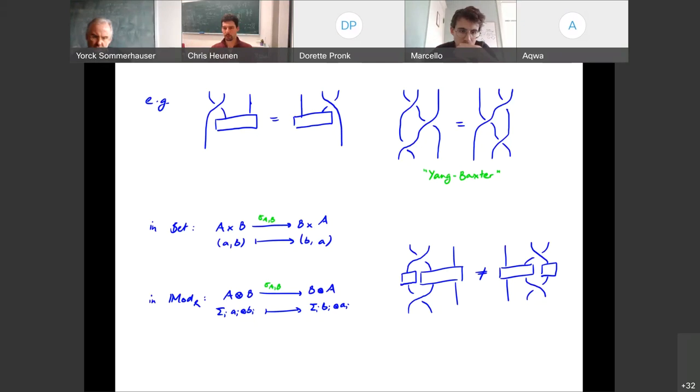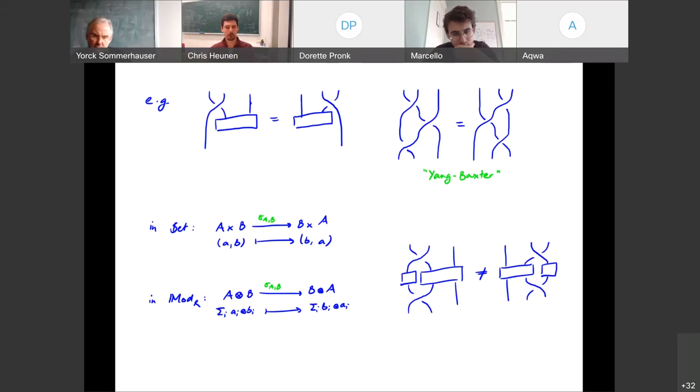And the same goes for this Yang-Baxter relation on the top right. This is a kind of famous equation that says what happens if you have three strands. I swap these two, I swap these two, I swap these two. That's the same as doing it the other way around: first these two, then these two, then these two. And indeed, you can see visually that if you take pieces of string, this is just true. You can deform one picture into the other.